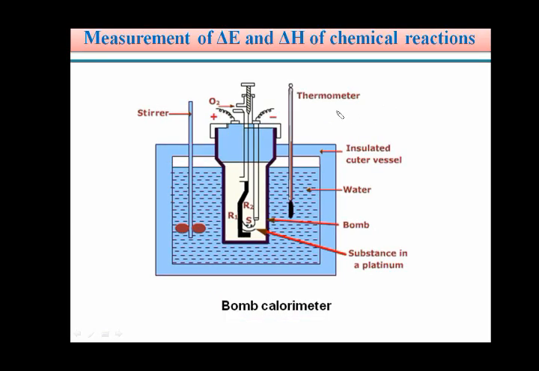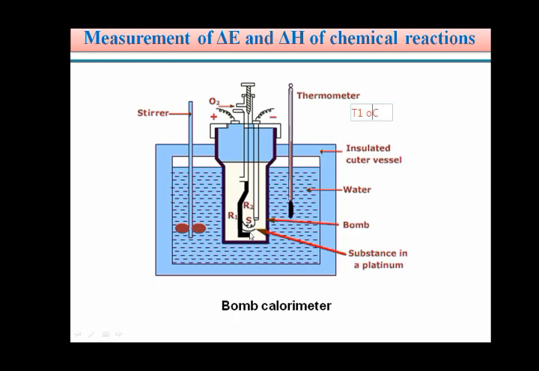Before starting the experiment, we record the temperature with the help of the thermometer. That is recorded as T1 degree centigrade. After that we start the experiment by supplying power, with the help of the positive and negative connection to the platinum wire, and we combust or burn the substance present in the platinum vessel.